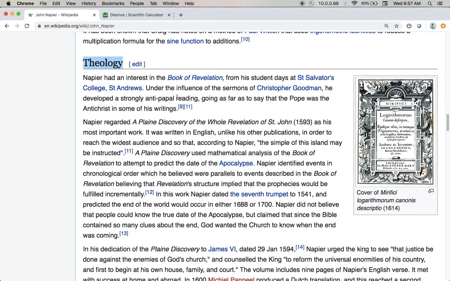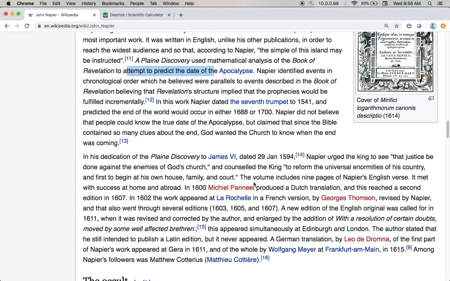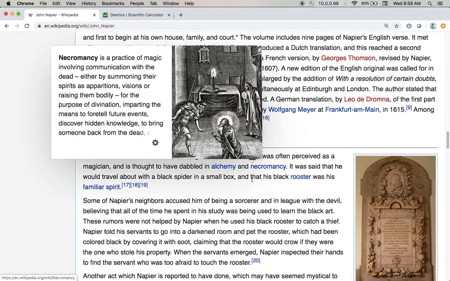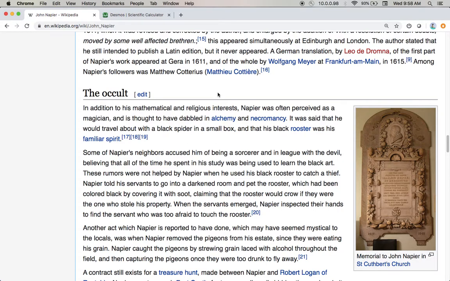He had some pretty strong views at that time. He developed, as it says here, a strong anti-papal reading, going so far as to say that the Pope was the Antichrist, and that's pretty incendiary stuff. Not only was he a mathematician, but he tried to use mathematics to predict the date of the apocalypse. So, not ordinary fare for what we would consider to be a person just dabbling in numbers. And as luck would have it, he also had an interest in the occult, specifically in things like necromancy, which is the mysticism and dark arts of the dead and trying to resurrect the dead.